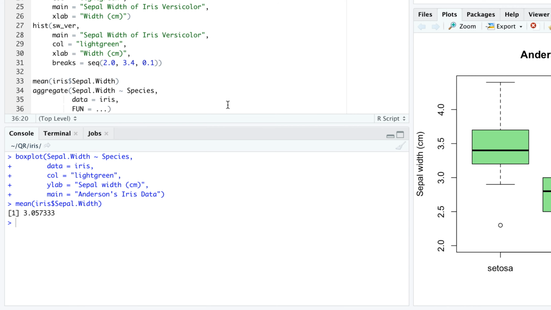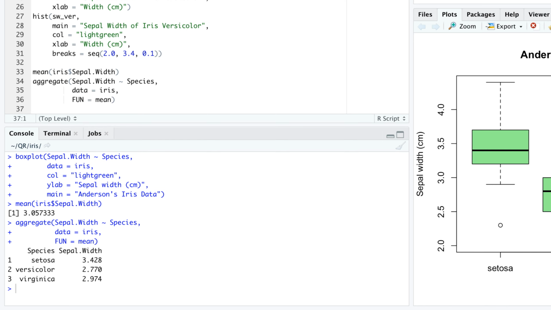The third argument in our example is the function mean, so we write FUN in capital letters equals mean. When we run this command, we receive the species name in the first column and the mean for the corresponding species in the second column.